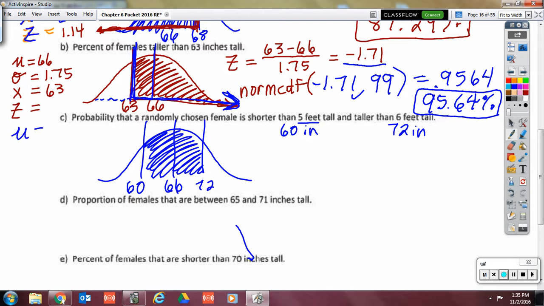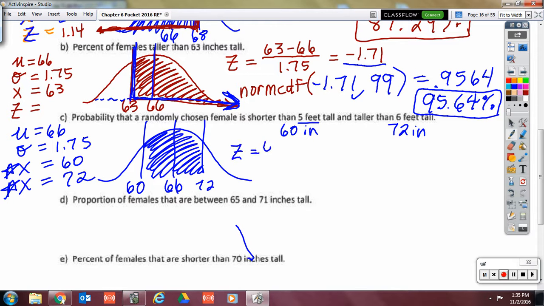So my mean is still 66. My standard deviation is still 1.75. What can you tell me about my x values? There are 2 of them. Good. So since I have 2 x values, what am I going to have z-score wise? I'm going to have 2 z-scores. I need to have a z-score for each one of those x's. So I want you to compute the z-score for 60 as an x and the z-score for 72 as an x. So you will have two z-scores. So do that now.